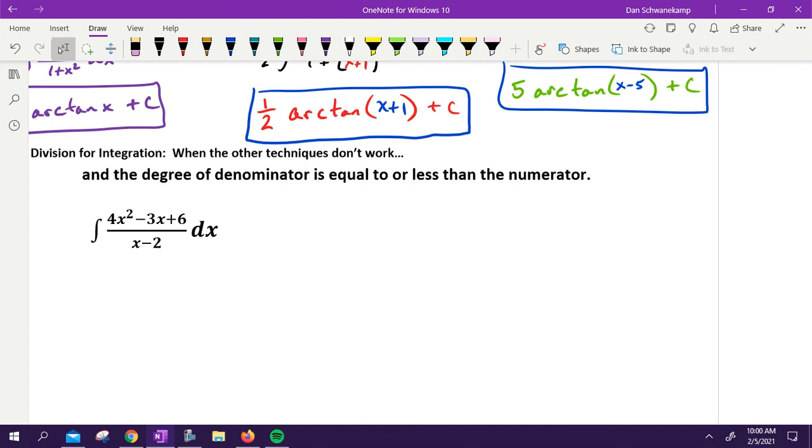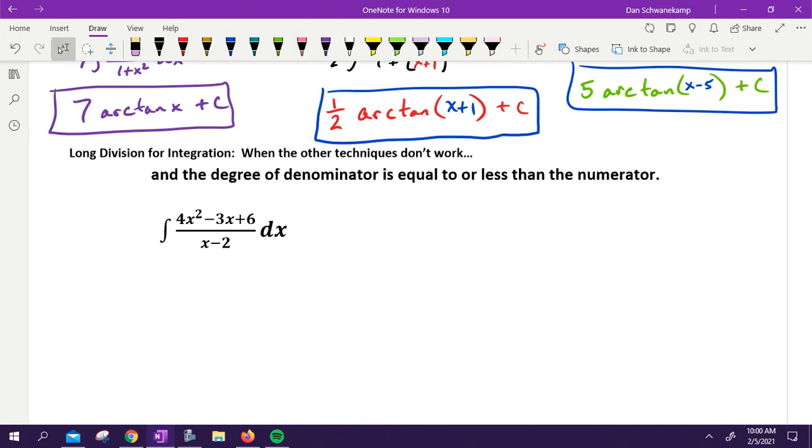Okay, we look at this next one. Sometimes u sub doesn't work, and it's not an arcsine or an arctangent. If that is true, then we're going to use long division. We use long division when the other techniques don't work. If you were in Calc BC, you'd learn other techniques. We only got 3. Is it U sub? Great. If it's not U sub, then it's arcsine arctangent. If it's not that, it's long division. Okay, we are going to use long division.